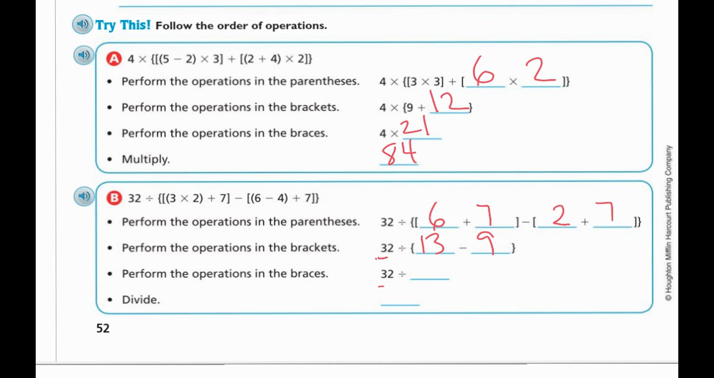Okay, so now I have my 32 right down here, and I have my divide. So now I'm doing what's inside the braces. 13 minus 9 is 4. Okay, and then my final step is going to be 32 divided by 4, which is 8.